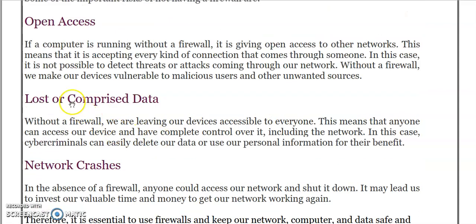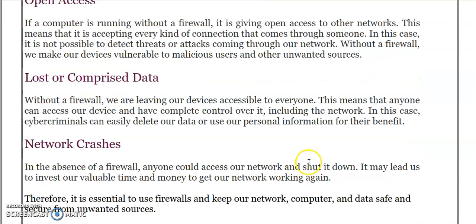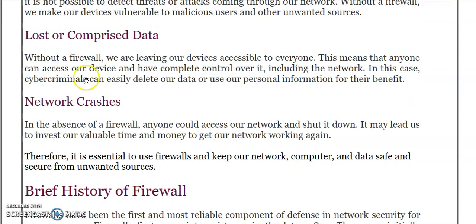The second risk could be the loss or compromise of data. Without a firewall, we are leaving our devices accessible to everyone. This means that anyone can access our device and have complete control over it, including the network. In this case, criminals can easily delete our data or use our personal information for their benefit. This way we can lose or compromise our data.